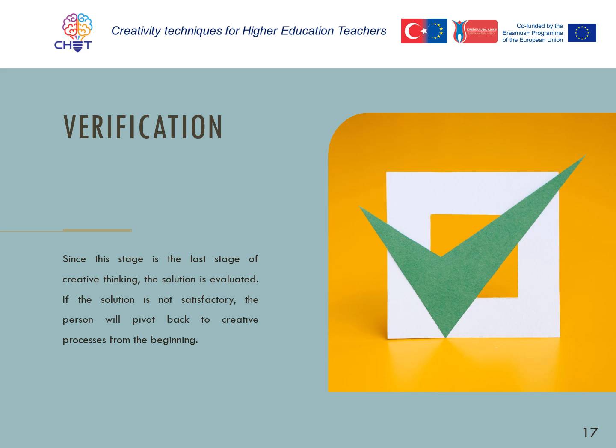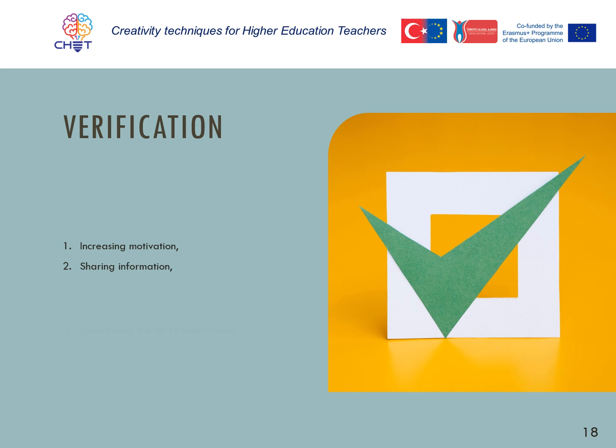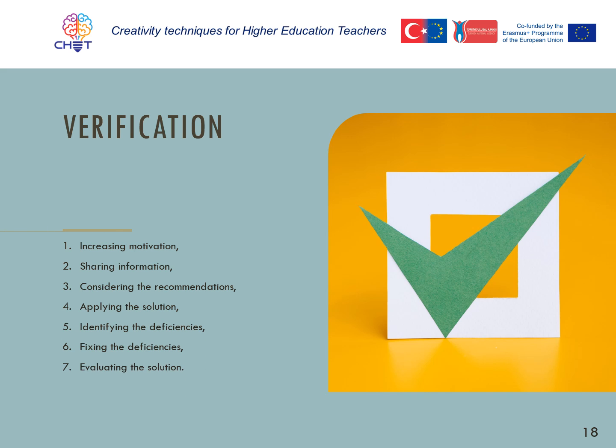And the last stage is verification. Since this stage is the last stage of creative thinking, the solution is evaluated. If the solution is not satisfactory, the person will pivot back to the creative process from the beginning. The verification stage consists of 7 steps: increasing motivation, sharing information, considering the recommendations, applying the solution, identifying the deficiencies, fixing the deficiencies, and evaluating the solution.